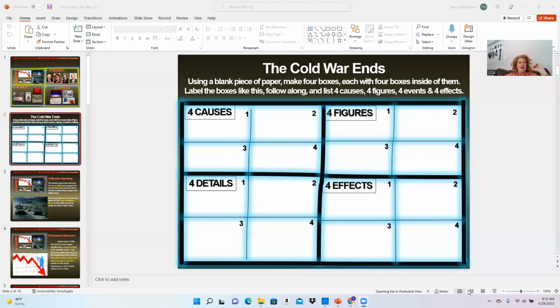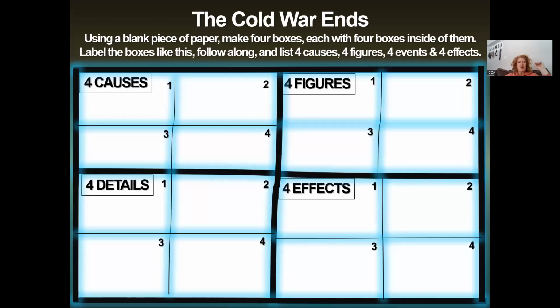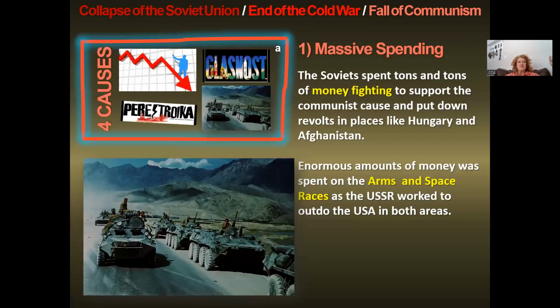Okay, so back to the one that I had you draw the box on. Let's talk about how all of this ends. I just want you to wrap your head around the picture I showed you of the number of nuclear warheads owned by the United States and by the Soviet Union. And just think about the massive amount of money it took to build up those weapons.